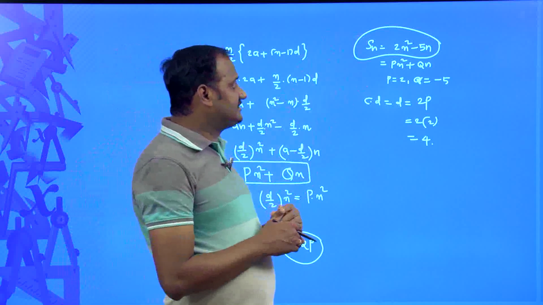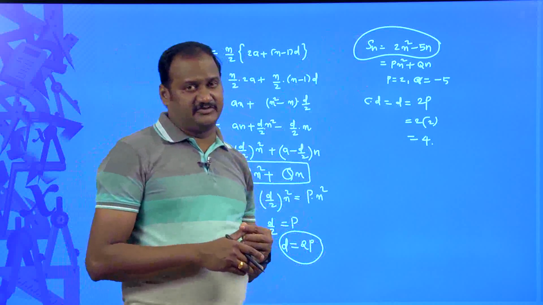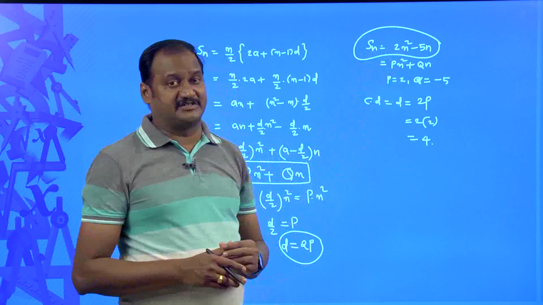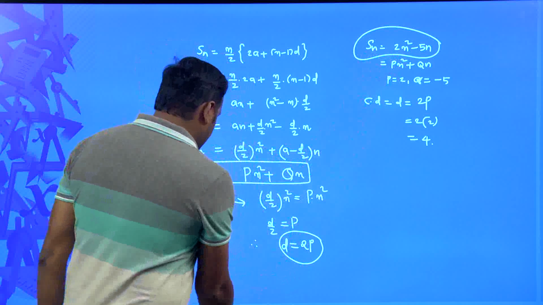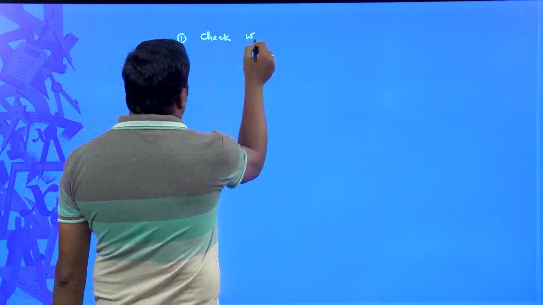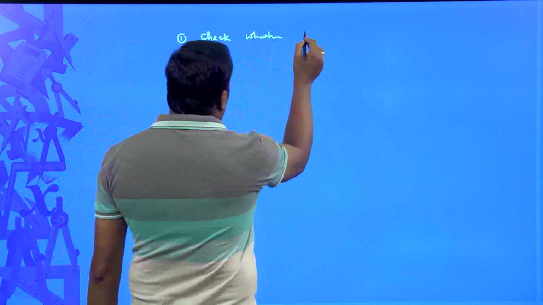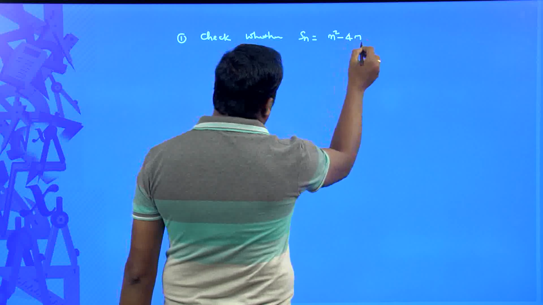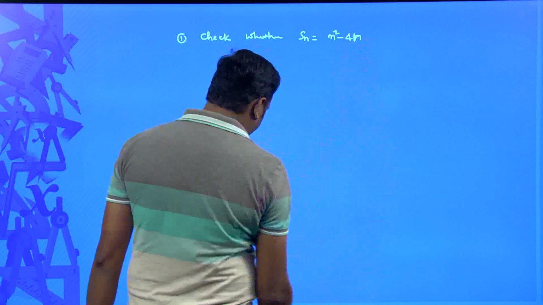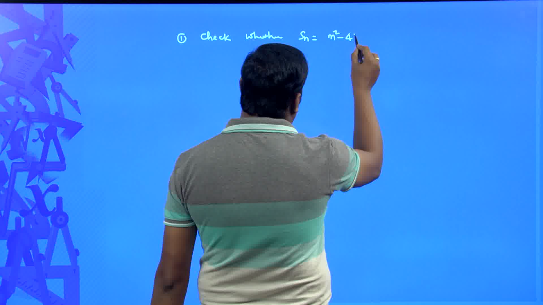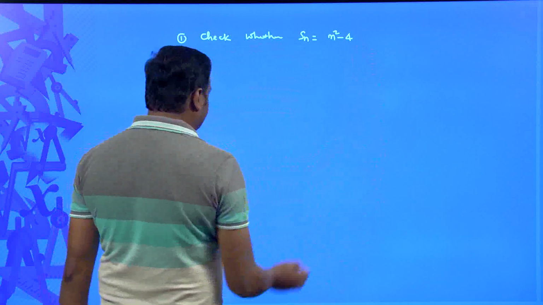Okay. So, let us discuss a few examples on this sum to n terms of arithmetic progression, especially when expressions like 2n square minus 5n are given. Right. So, the very first example is: check whether Sn is equal to n square minus 4n forms an arithmetic progression. Check whether n square minus 4n forms an arithmetic progression.